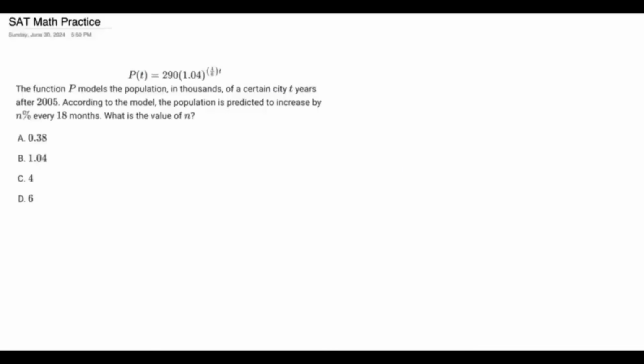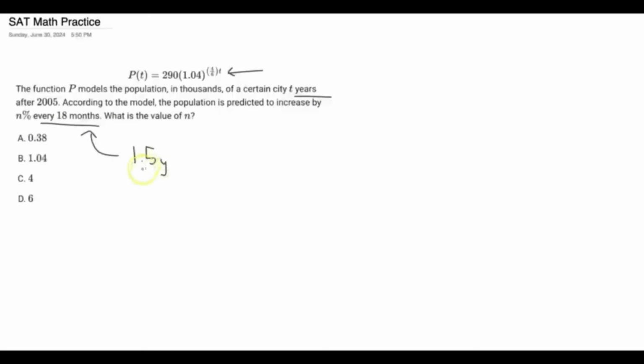Function P models the population in thousands of a certain city t years after 2005. According to the model, the population is predicted to increase by n% every 18 months. What is the value of n? All right, so first off, we want to know how much it increases every 18 months, but in our equation, t is represented by years, and so we want to convert this 18 months to years. So 18 months is just 1.5 years, right?